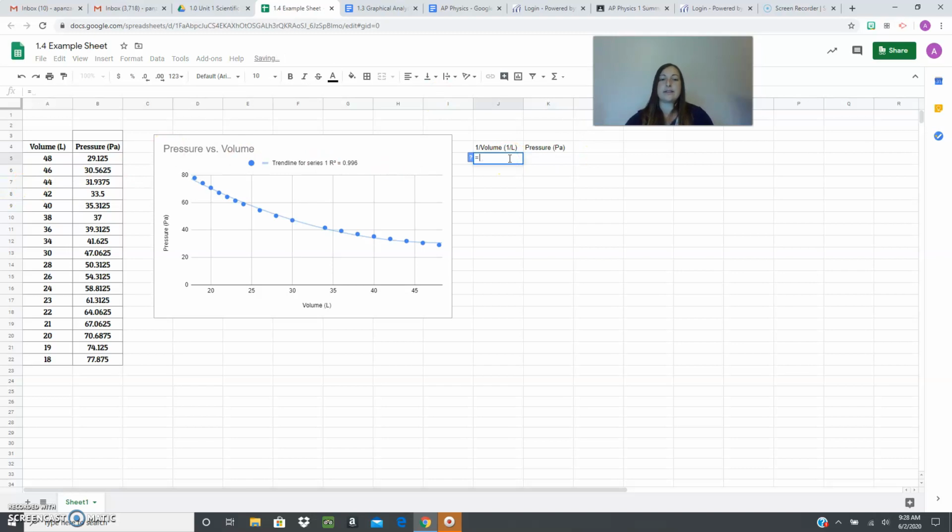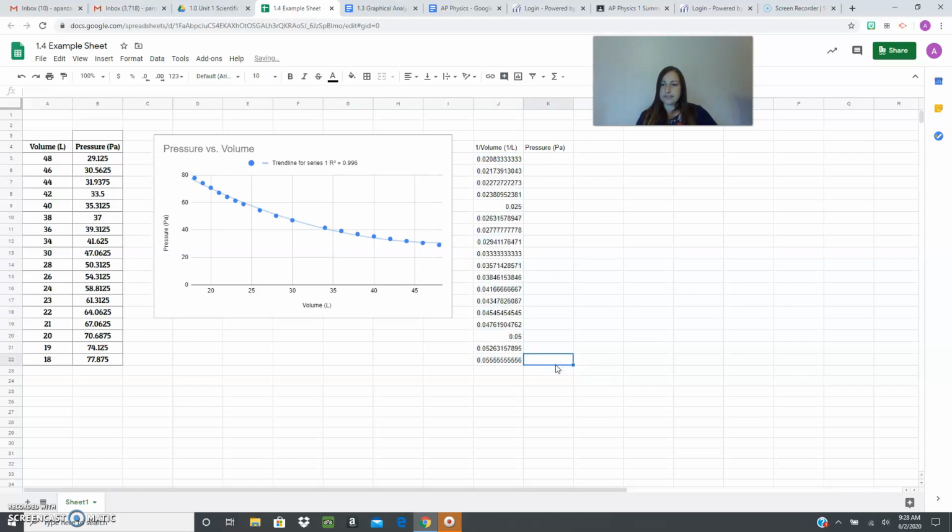So I'm going to let Excel do the work for me. So equals 1 divided by A5. Enter. And I'm not going to want all of those decimal places because I am not accurate to that decimal place. We're only accurate for the first 2 decimal places. That's typically what we stick with in physics. And then I could just go ahead and copy this over.